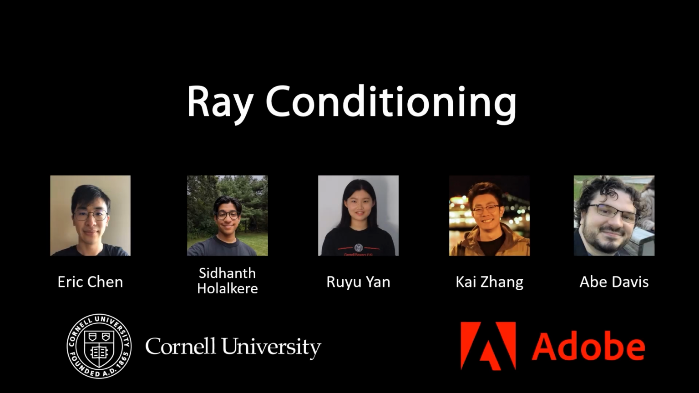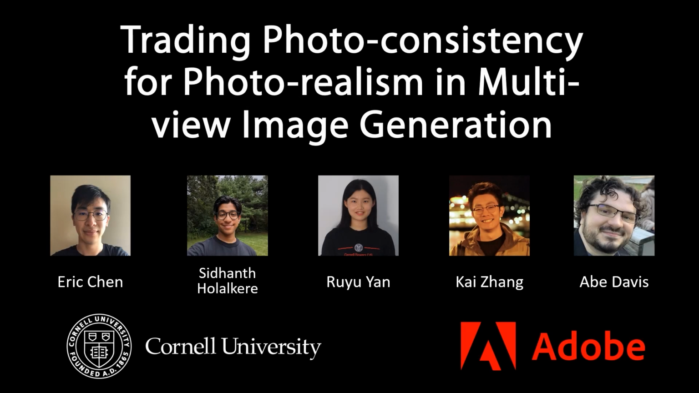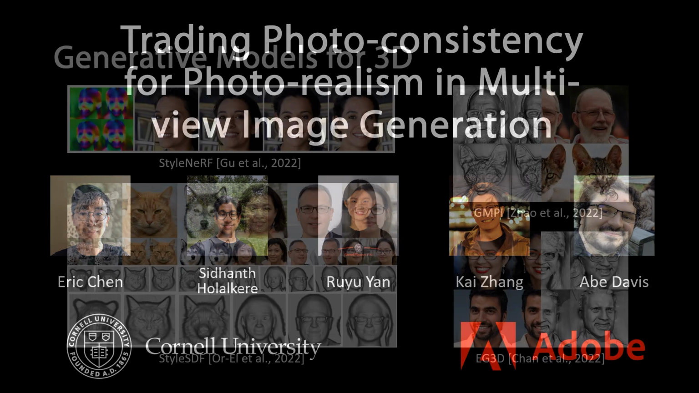Ray conditioning, trading photo consistency for photorealism in multi-view image generation, by Eric Chen, Siddhant Holkare, Ryu Yan, Kai Zhang, and Abe Davis. 3D GANs are awesome.